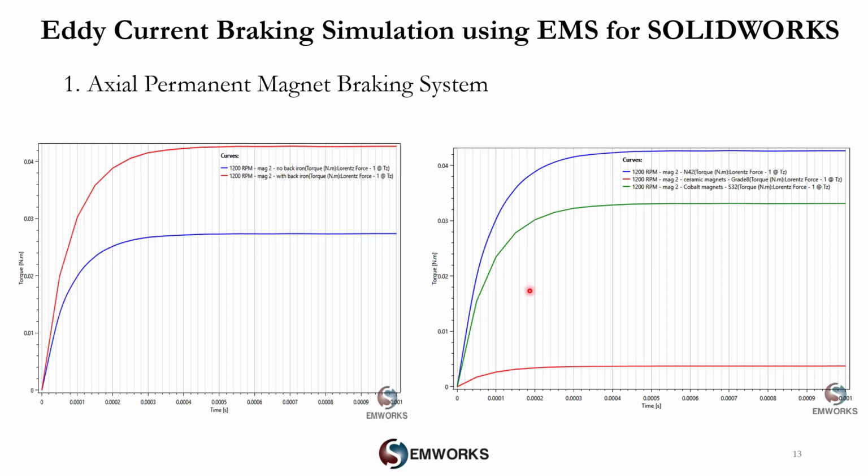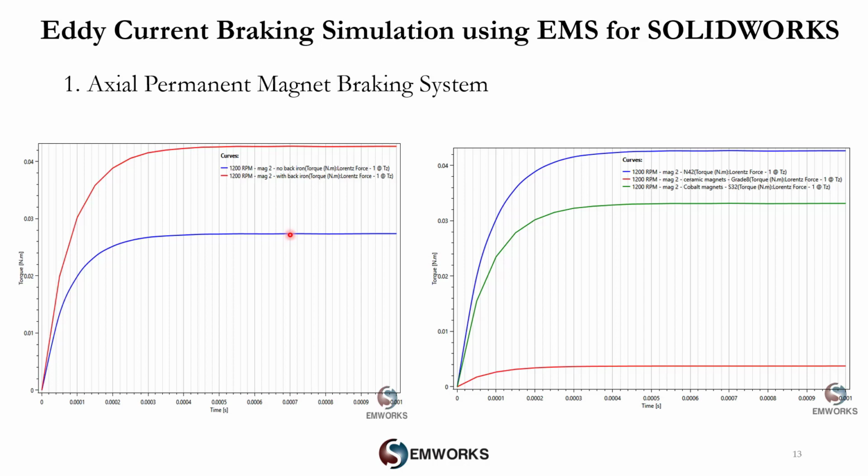In addition to the magnetization arrangement, EMS is now used to investigate the impact of other factors on the braking torque. On the left side, we can see that the braking torque decreased when we removed the top and the bottom back iron of the stator. So here, for example, we removed the back iron parts, so we got lower torque.